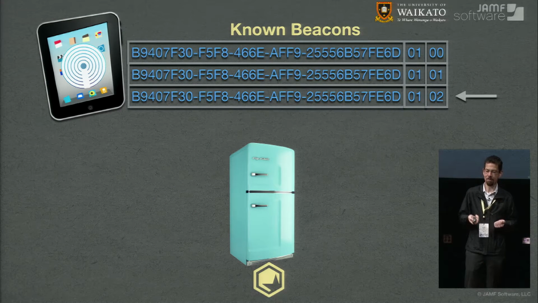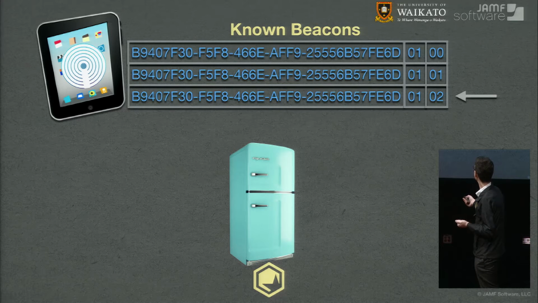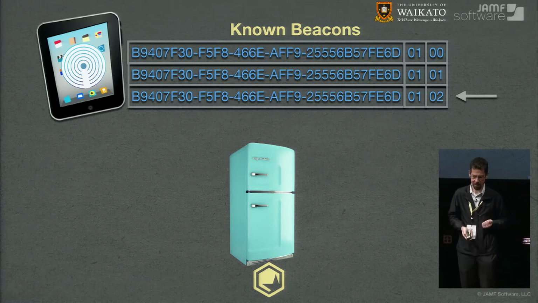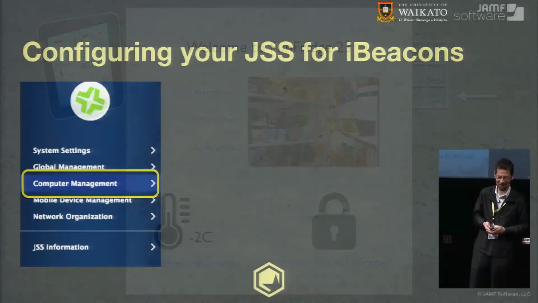My iOS app looks through the list of, yes, there's a beacon class I know about. Here's the major code, and here's the minor code that I'm receiving. So I know which app to load, and it is FunFridge. And I know it's FunFridge 23 I'm in front of. So it loads up the webcam inside the fridge and shows you the contents and the temperature and everything else. Wouldn't that be neat? Yeah, okay, that's not the greatest use case in the world, but you get the idea.